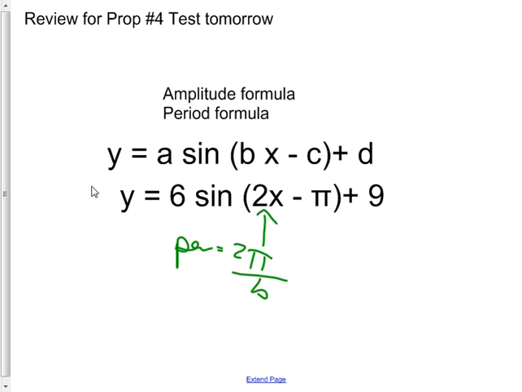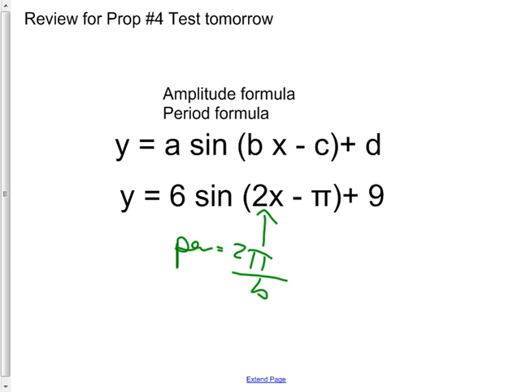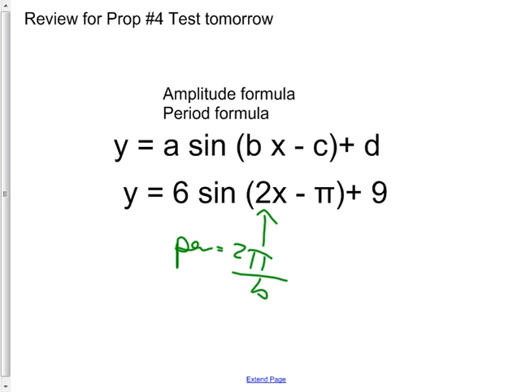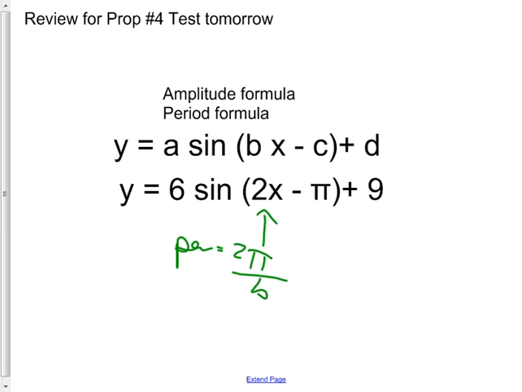All right, so getting ready for the properties test. First thing I want you to look at here is this general form and then this equation. And in this equation, the amplitude would be 6.